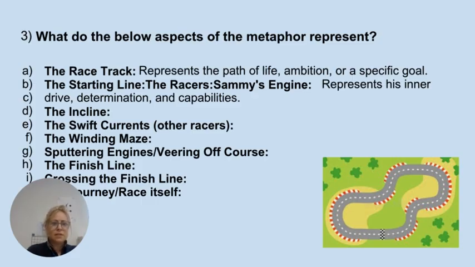So this slide addresses the different aspects of the metaphor and what it represents. So you could give them the different aspects of the metaphor and ask them to explain what the metaphor represents. The different aspects are the racetrack, the starting line, the racers, Sammy's engine, the incline, the swift currents, the winding maze, sputtering engines or veering off course, the finish line, crossing the finish line, the journey, the race itself. So, for example, the racetrack could represent the path of life, ambition, or a specific goal.